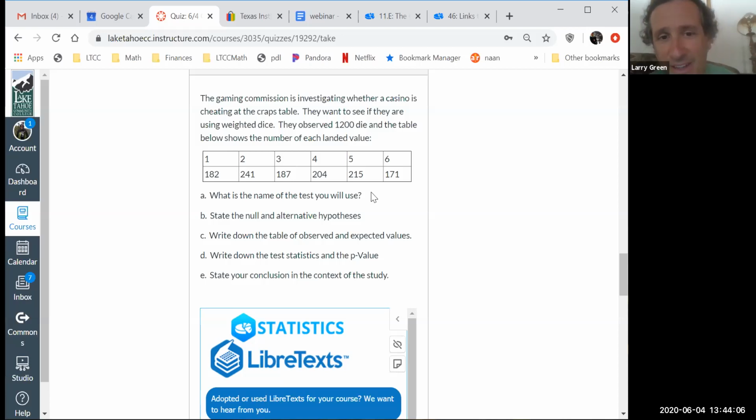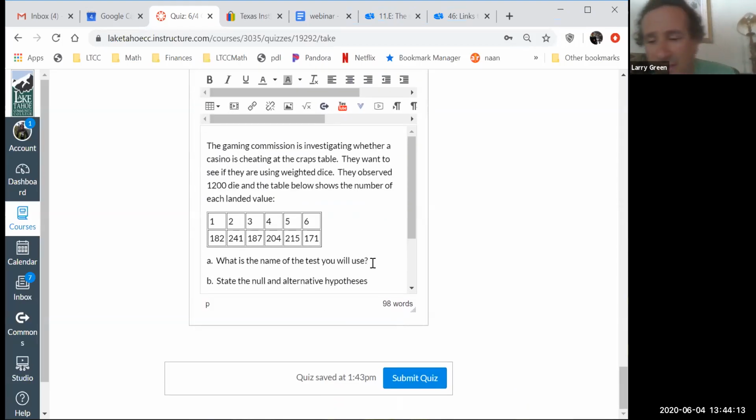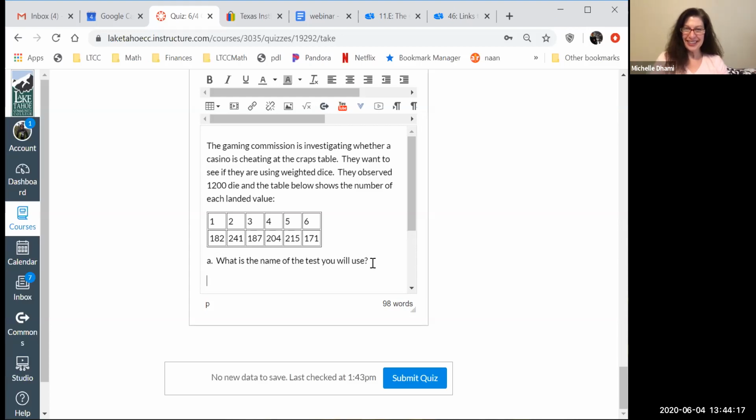What is the name of the test that you're going to use for this? Goodness of fit, exactly. It's goodness of fit because we're given a distribution. In one word, what distribution is it supposed to be if they have not been cheating? Uniform. Okay, because we're talking about rolling a die, and the probability of a 1, 2, 3, 4, 5, and 6, those should all be equal. So when you're rolling a die, it should be a uniform distribution, or they're cheating. Does that make sense?